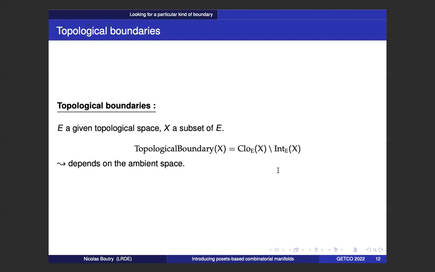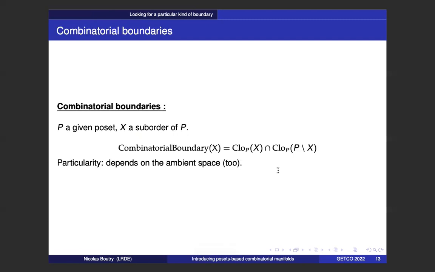We know about topological boundaries. We know that they are the closure of a set minus the interior of a set. The huge problem in this case is that it is the closure of a set in a bigger space E. So we can remove this definition. It is not what we are looking for. We have combinatorial boundaries. It is the same thing. They depend on a higher space. They are the intersection of the closure of 2 subspaces, but we still depend on the ambient space. So we do not want this definition either.